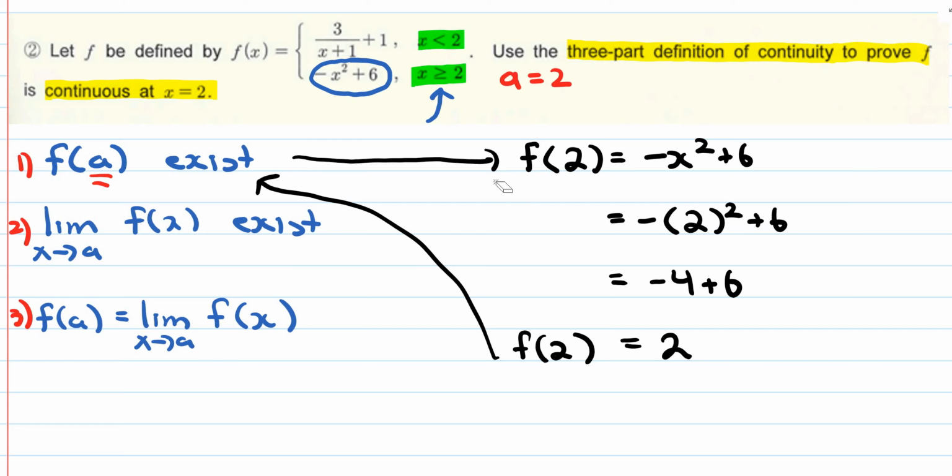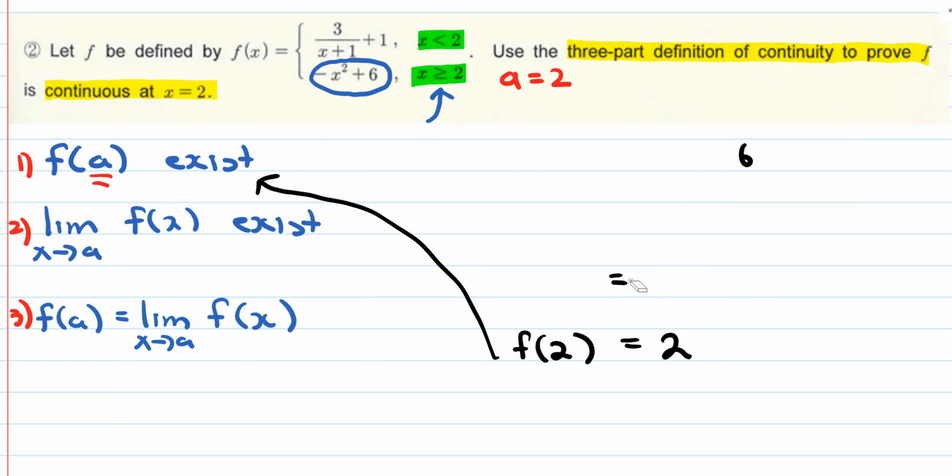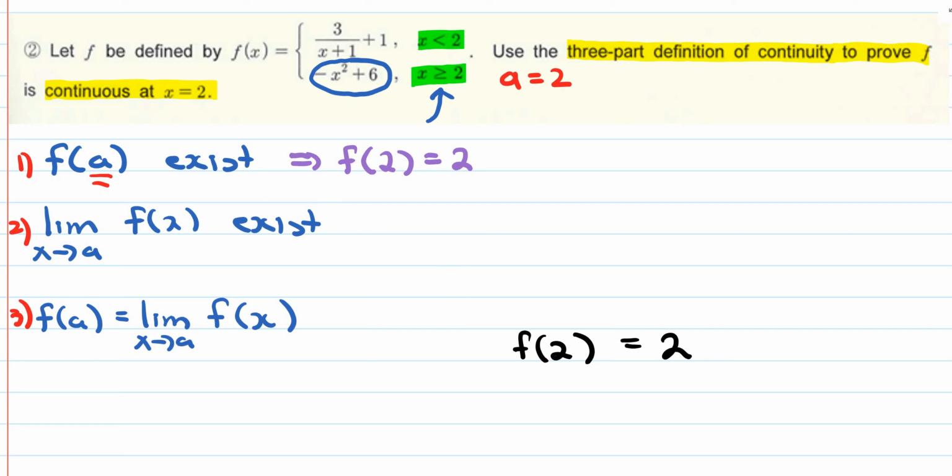If I erase all this and put the final result here, this implies that f of 2 equals 2, and f of a exists. It exists because the y value is positive 2.